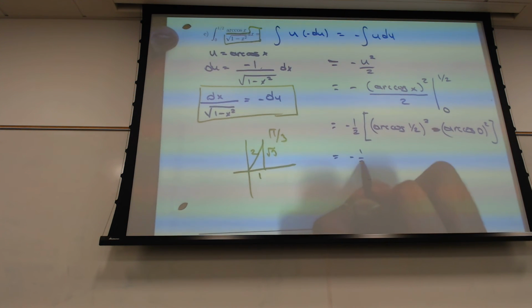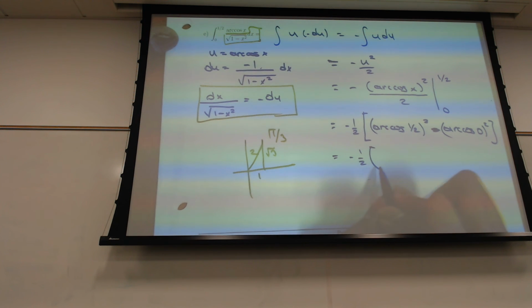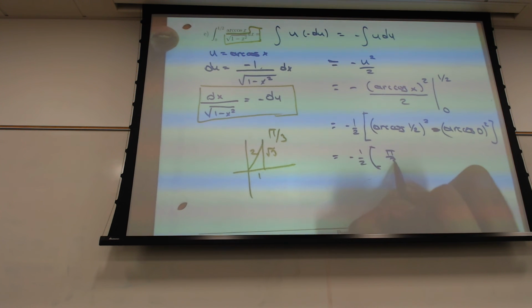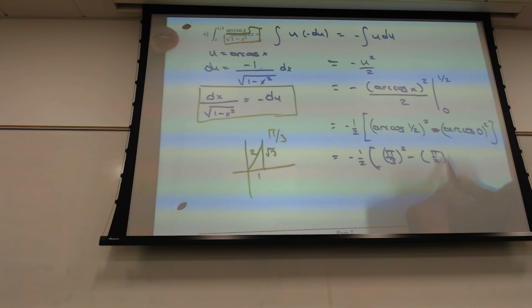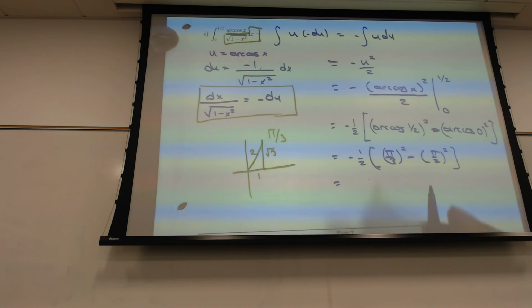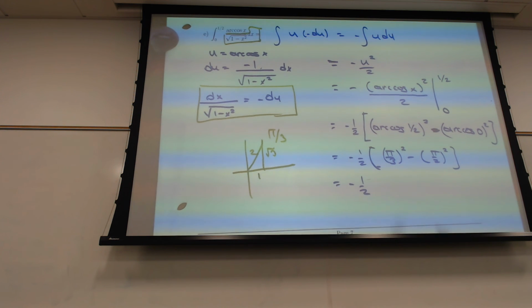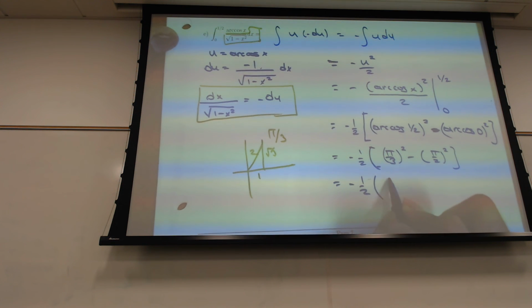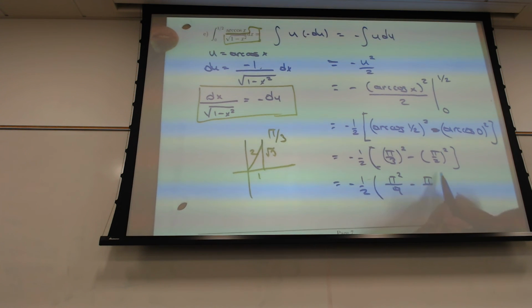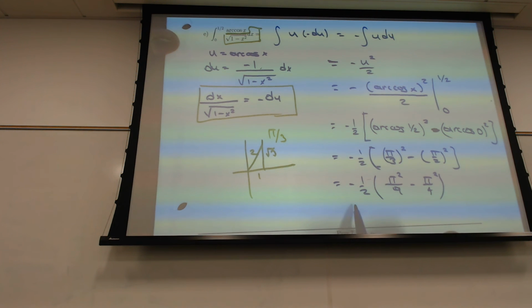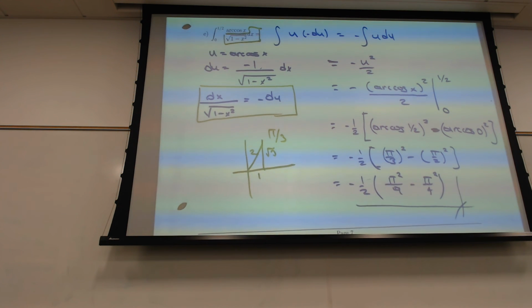So that's negative 1/2 times pi over 3 squared minus pi over 2 squared, and that's negative 1/2 times pi squared over 9 minus pi squared over 4. And of course, we can leave it like this. We don't have to keep combining these together. That's good enough.